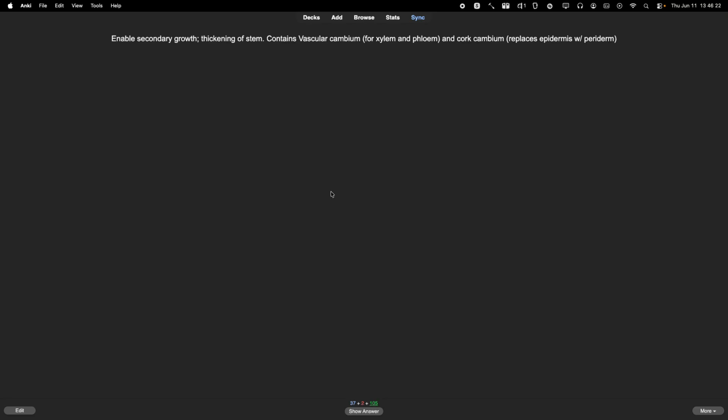That's cool. Enable secondary growth. Contains vascular cambium and cork cambium. This should be... I actually don't know. Meristem? Lateral meristem. Lateral meristem, yes. Yes, it's a lateral meristem.